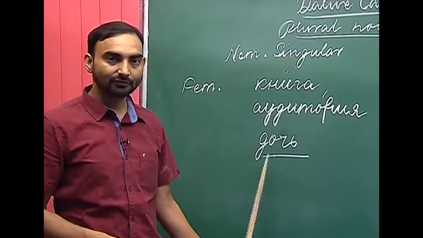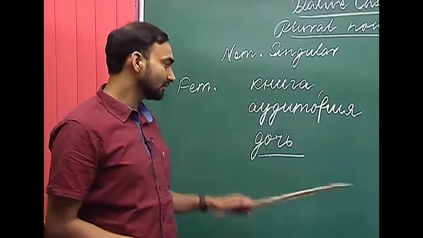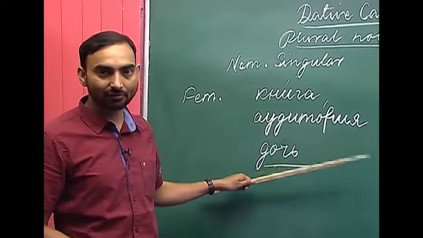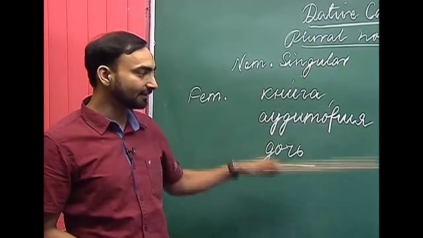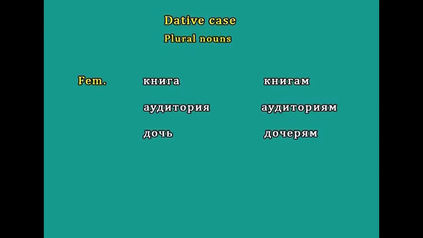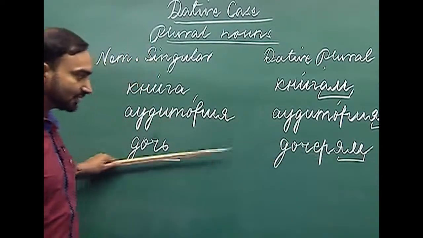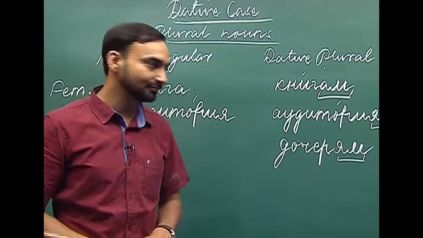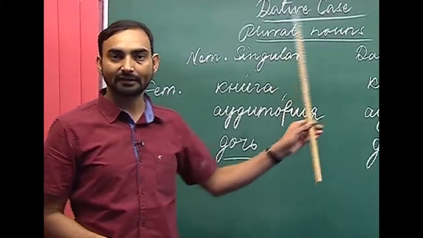The third feminine noun we have written here is doch. You already know it is an irregular noun, it has an irregular plural and irregular forms in the cases. So, what happens when we use doch in the dative plural? It changes its stem. Doch becomes dachir and we use yam: dachiryam. So, doch, dachiryam, mach, machiryam. This is how we change the feminine nouns in the dative plural.